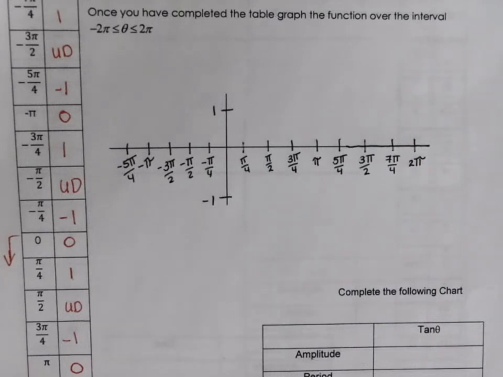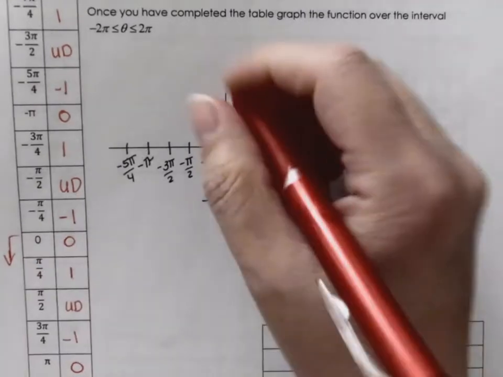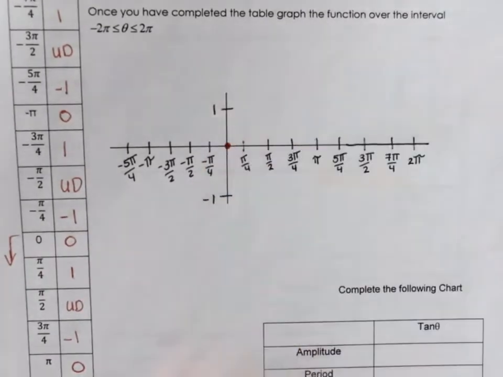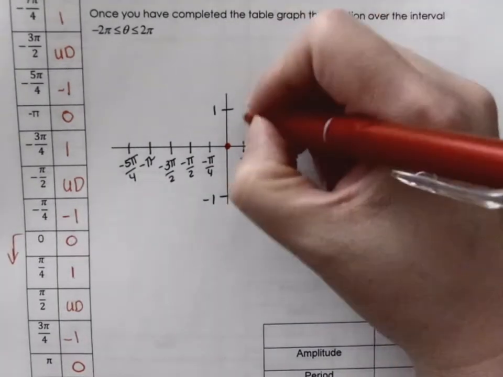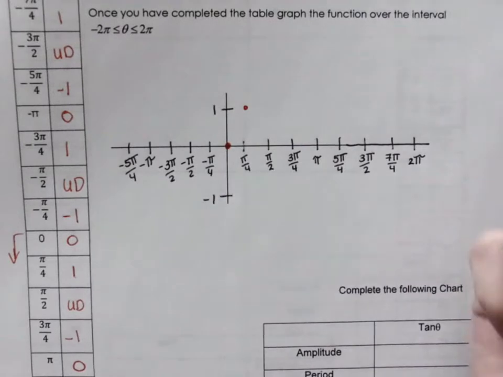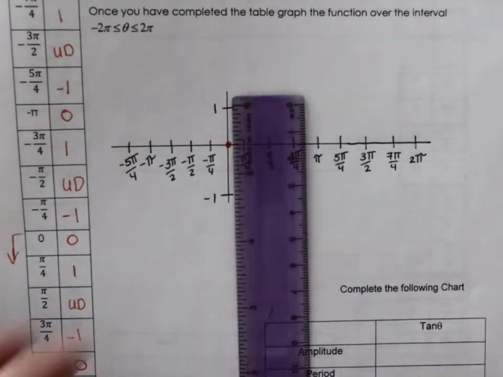Okay, what's happening at 0? Let's just start with 0. It's just easier. Something's happening at 0. What's happening at 0? 0. Good job, everybody. What's happening at pi over 4? 1. What's happening at pi over 2? Asymptote.